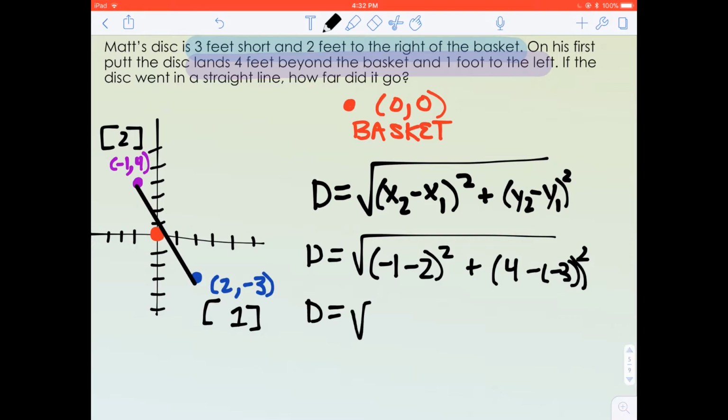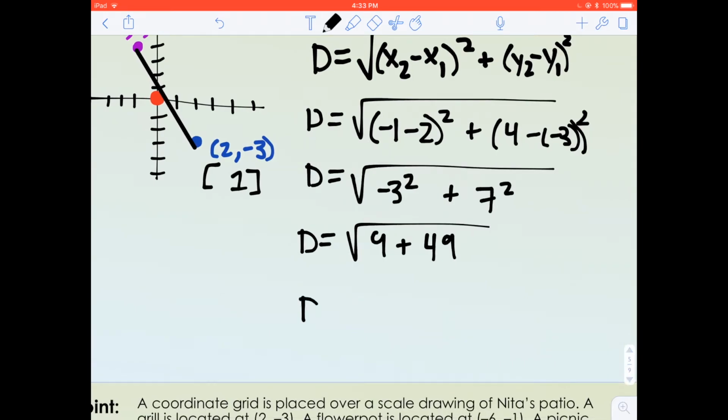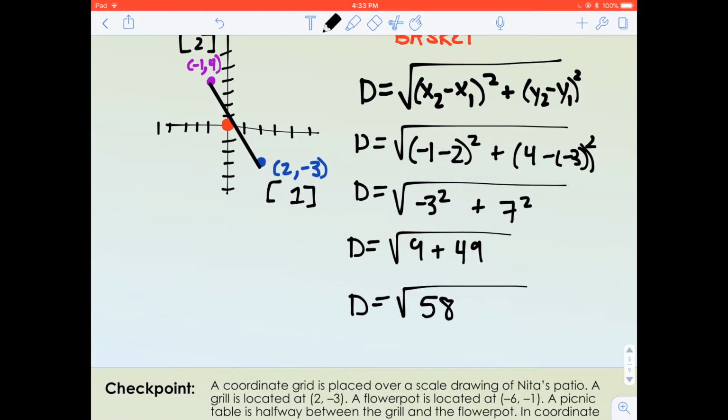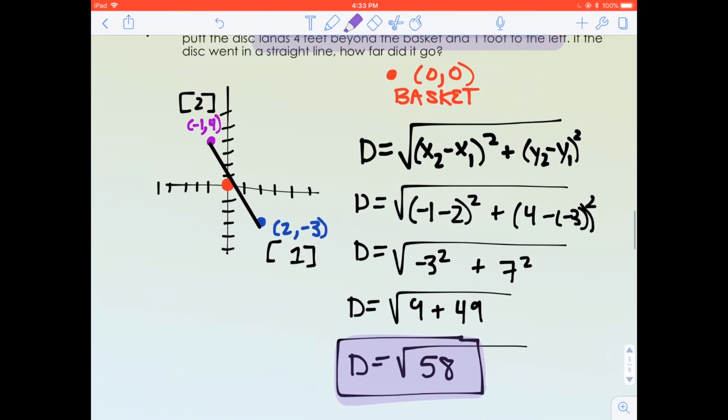So distance equals the square root of -3 squared plus 7 squared. Distance equals the square root of 9 plus 49. So distance equals the square root of 58. Our final answer is D equals square root of 58. That is the distance that my shot went. Go ahead and pause the video and try the next one.